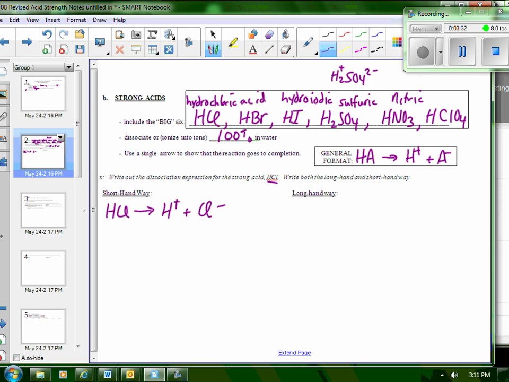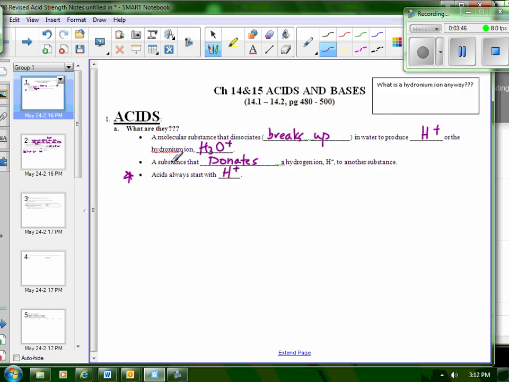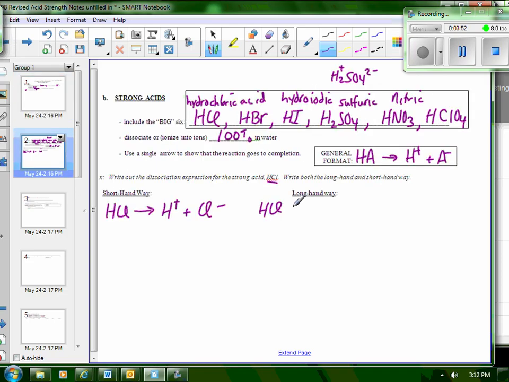Now the longhand way, this is a little bit tricky. This is what's really happening in the acid solution. Now that H plus doesn't just break off, it goes someplace. The other definition for an acid was that an acid is a substance that donates an H plus, right? Well, where is it donating this H plus? Well, that's where water comes into play.